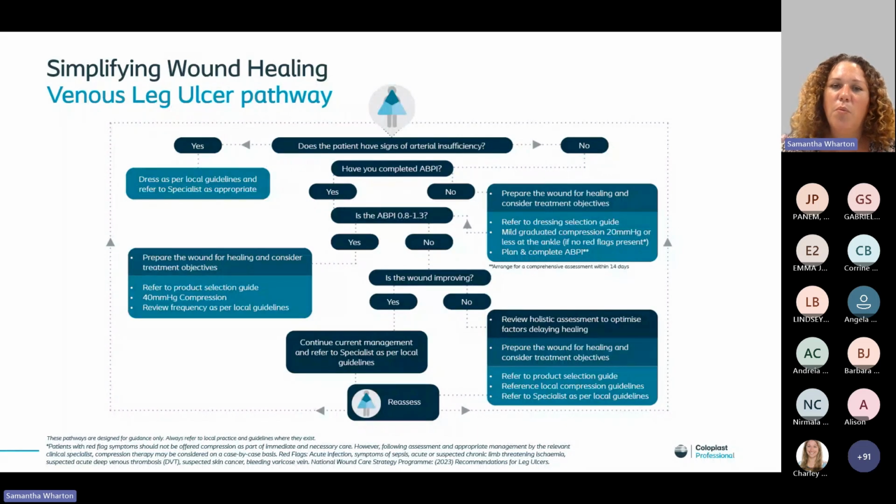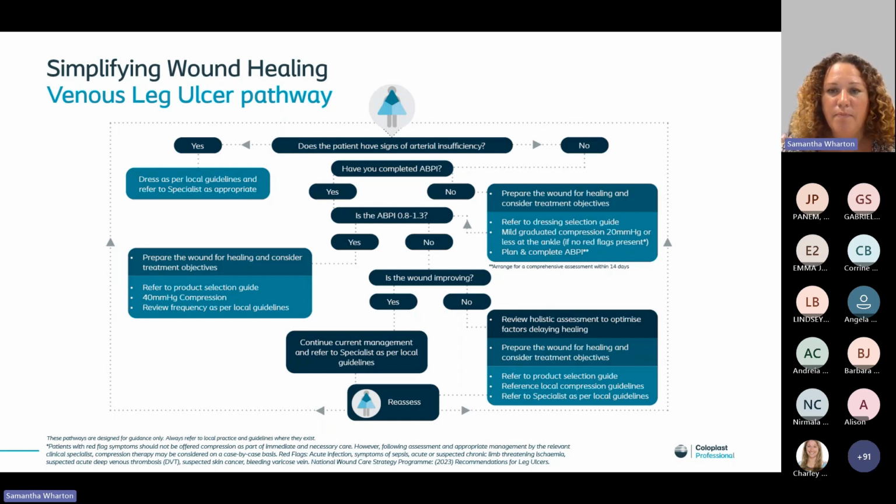So you start at the top with your patient. Does the patient have signs of arterial insufficiency? If they do, you need to dress as per your local guidelines and refer to the specialist as appropriate. If they don't have any signs of arterial insufficiency, you need to do your ABPI. Looking at your results will tell you then what you need to do.